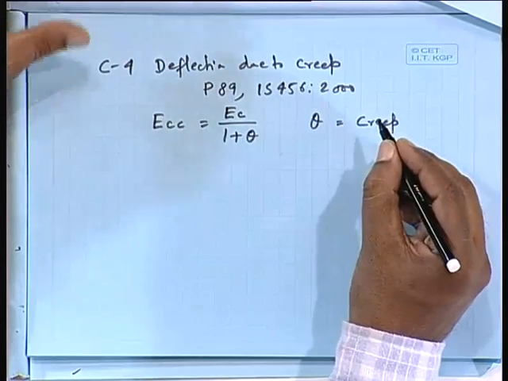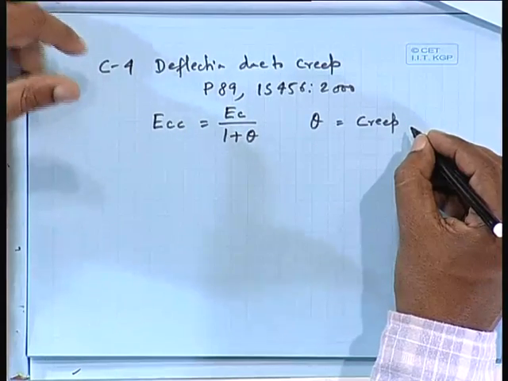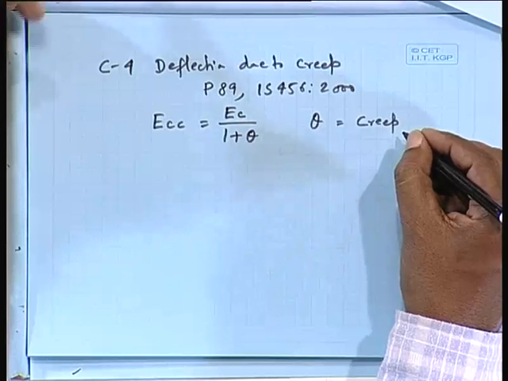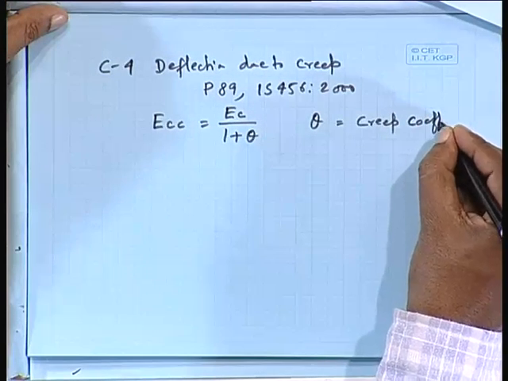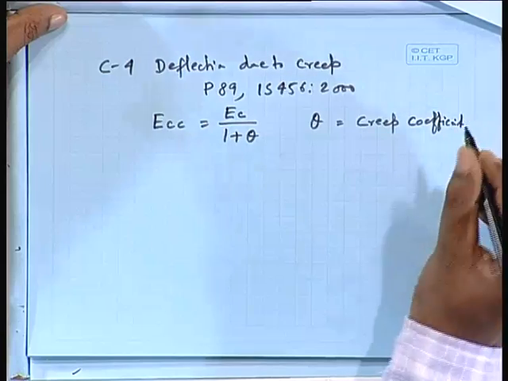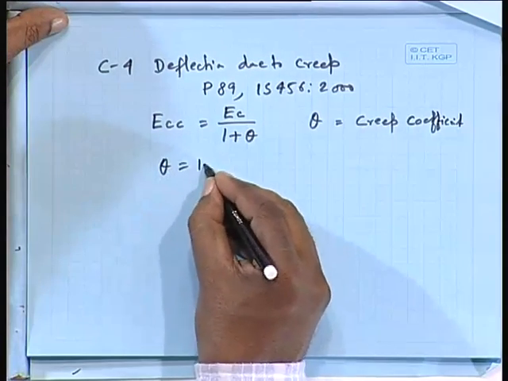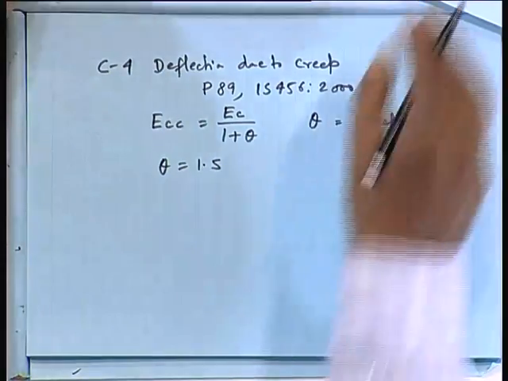There is no such direct method, we are doing it in an indirect way, and we are getting it from experimental values. On the basis of that we get the creep coefficient, and generally we take theta equal to 1.5. Generally we take theta equal to 1.5.